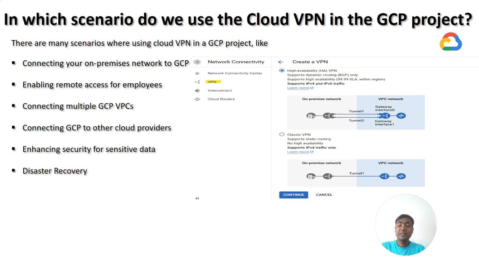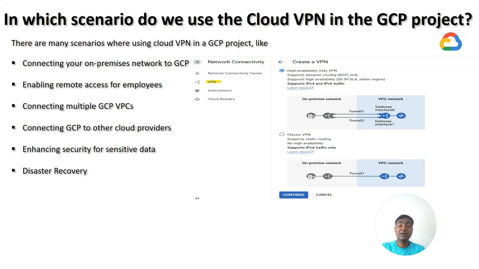There are several scenarios where you might use Cloud VPN in your GCP project, like hybrid cloud connectivity, or connecting your on-premises network to GCP. This is the most common use case for Cloud VPN. It allows you to securely extend your existing corporate network to the cloud, enabling seamless access to the cloud resources for authorized users and applications. This is ideal for migrating workloads, accessing cloud databases or collaborating with remote teams.